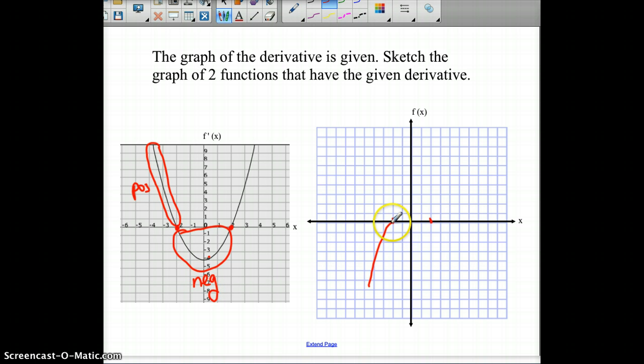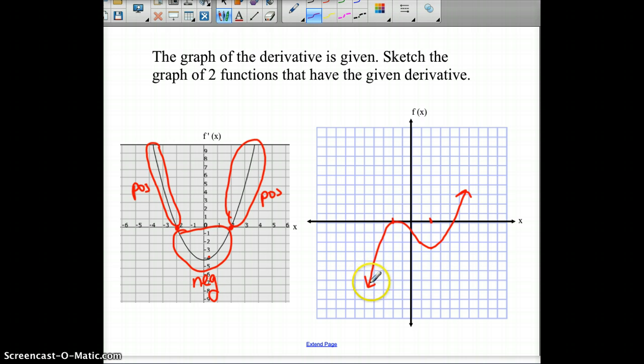So my function must be decreasing. And then here, the derivatives are positive. So that means my function is increasing. So at 2, it starts increasing. So that's one possible example of a function.